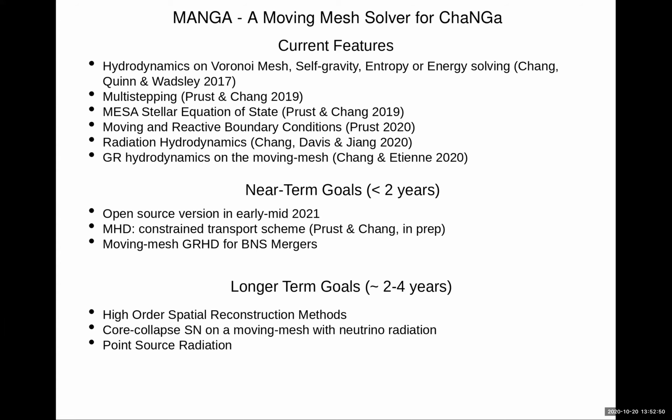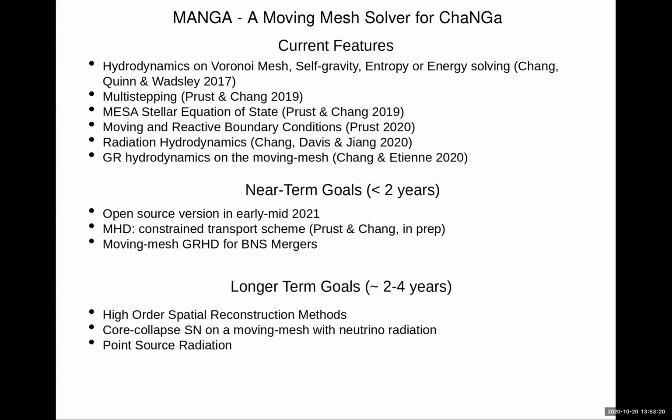In terms of near-term goals, we're hoping to get an open source version out by early or mid 2021. There's no showstoppers here. It's just that I'm just lazy. The other thing is that we're also working on constrained transport for MHD. And we also are working on moving mesh GR hydro, hopefully for binary neutron star mergers. This basically involves adapting a dynamical spacetime solver and putting it into MANGA.